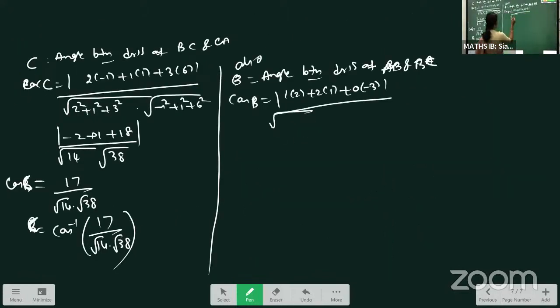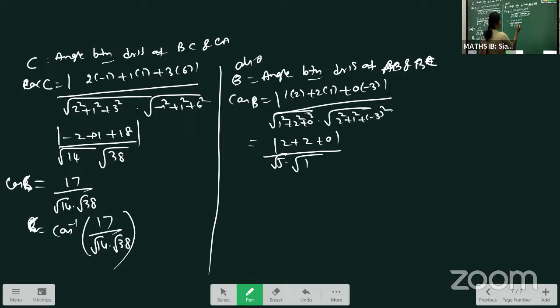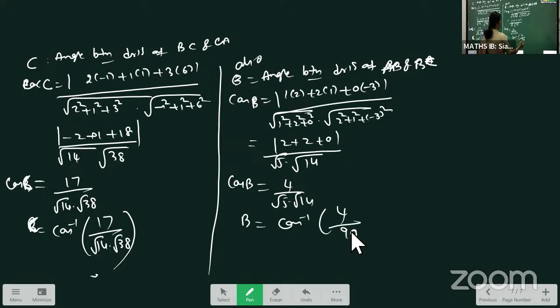By under root of 1 square plus 2 square plus 0 square into under root of 2 square plus 1 square plus minus 3 square. So 2 plus 2 plus 0 by under root of 4 plus 1, root 5, into root 14. So 4 by root 5 into root 14. This is cos B. So B is equal to cos inverse of 4 by 14 into 5, 70. 4 by under root of 70 you can write. So that is how we have to find it out.